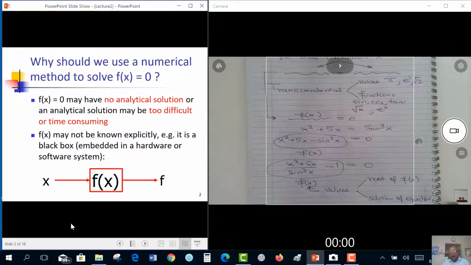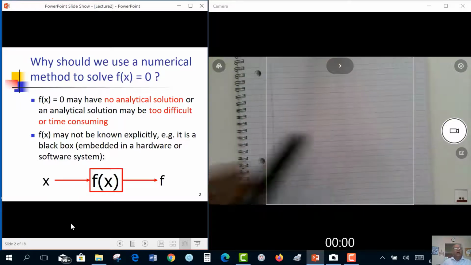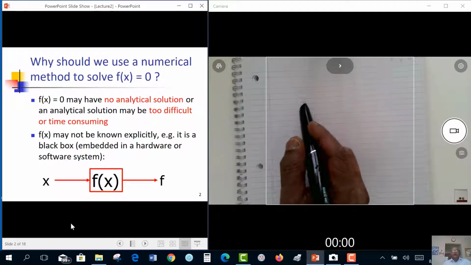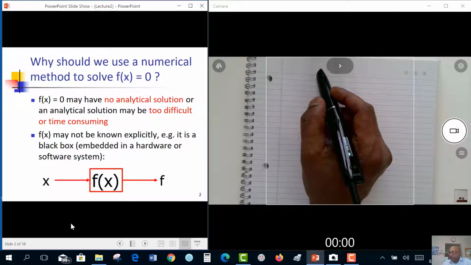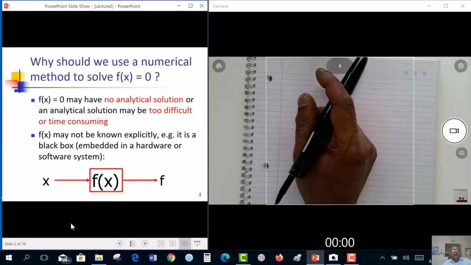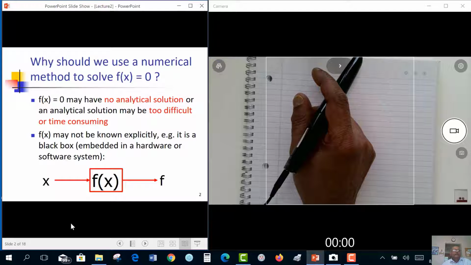Now, before we go on to look at the roots, let's see why we want to learn numerical methods to solve such an equation. Well, first of all, the function may have no analytical solution. So we won't have any analytical method to find that solution. Another might be, there might be analytical solution, but it may be too difficult or time consuming to find. So we may not want to spend the time.